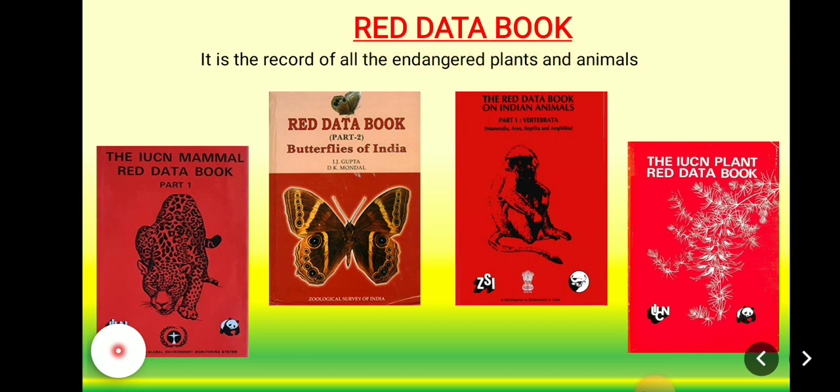Red Data Book. It is the record of all the endangered plants and animals. All the plants and animals which are in danger, their records are mentioned in this Red Data Book. It can be for the animals, for the butterflies, for Indian mammals, or the plants. For each and every species, the Red Data Book is maintained.